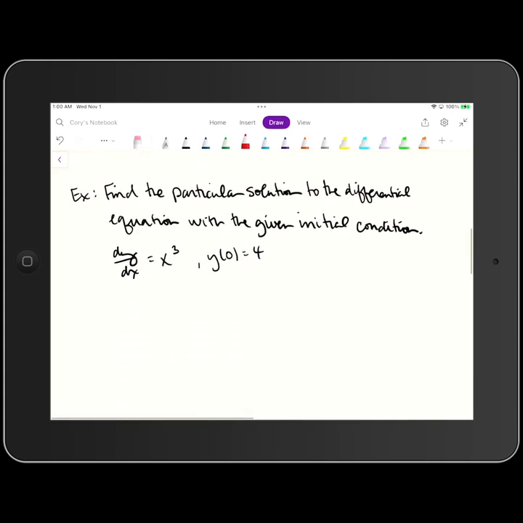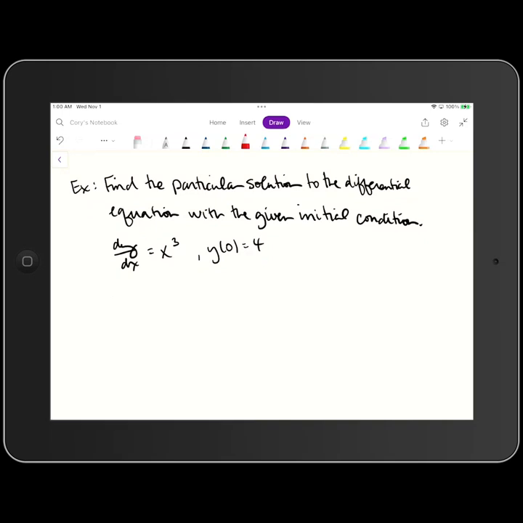Okay, let's revisit one other thing that we looked at earlier in the school year. Way back in our first section that we went over in quarter 1, this example asks us to find the particular solution to the differential equation with the given initial condition. Okay, so we have dy over dx equal to x cubed. This time we are given the initial condition where y of 0 is equal to 4.